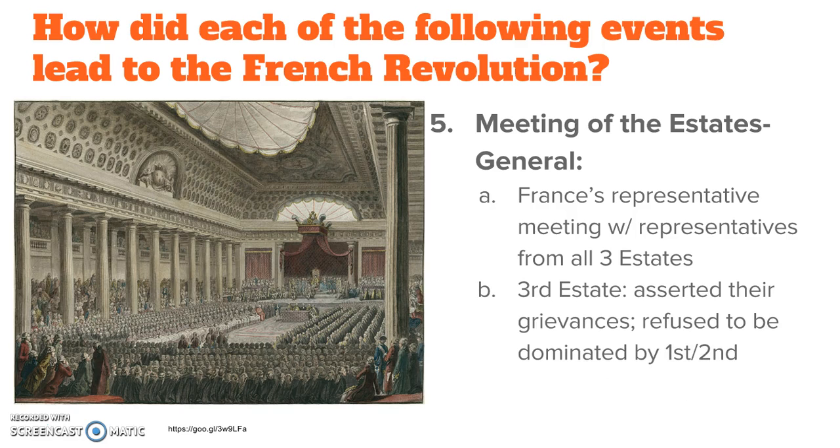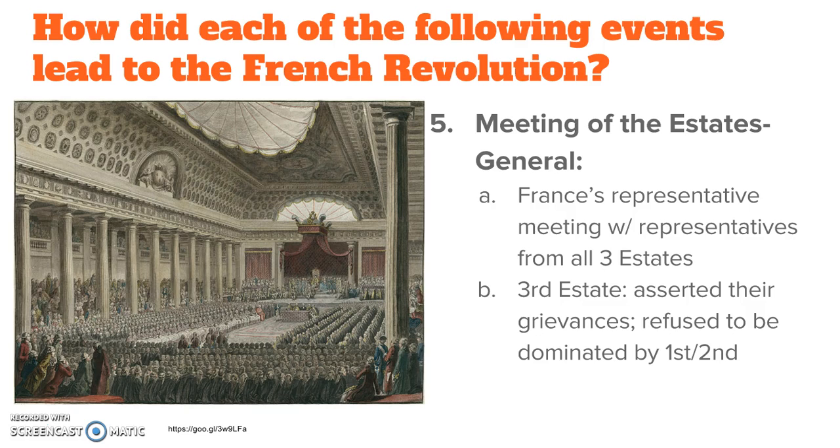The Estates General is often dominated by the clergy, by the first estate, and by the nobility, the second estate. But at this Estates General, the third estate is much more assertive. They talk about their grievances. In other words, these are the problems that the kingdom is having, and we need to fix them. They refuse to be dominated by the first and second estate.